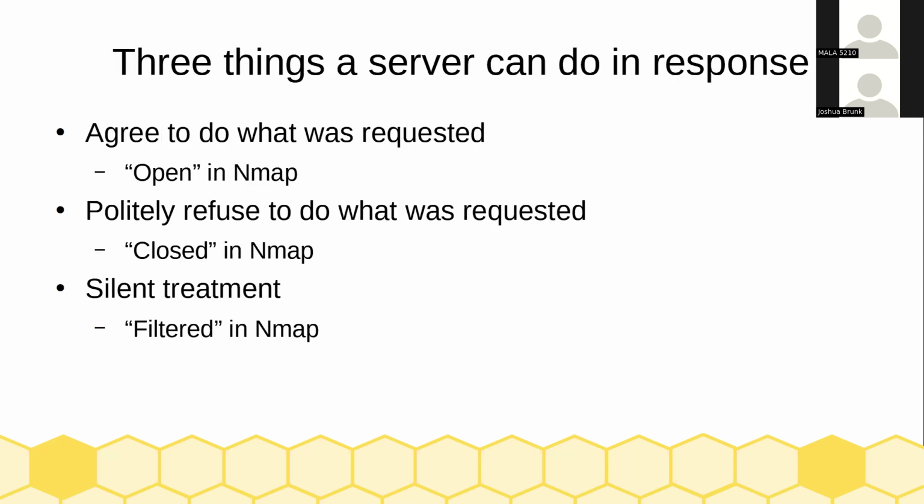There are three things that a server can do in response to a connection request. The first thing is the server can agree to do what was requested, and in Nmap this will be represented by open. The second thing is the server can politely refuse to do what was requested, and Nmap will show this as closed. The final thing the server can do is basically give you the silent treatment, and that's shown as filtered in Nmap. By silent treatment, I mean you send stuff to the server and the server just doesn't respond.